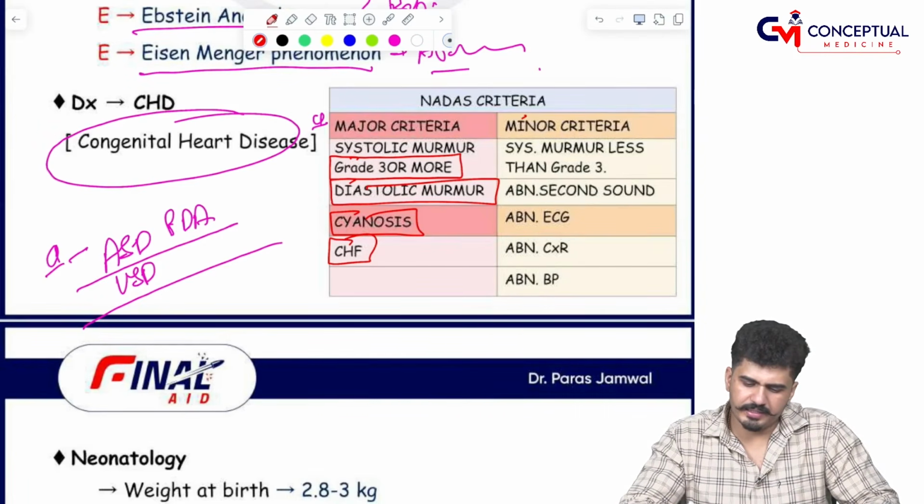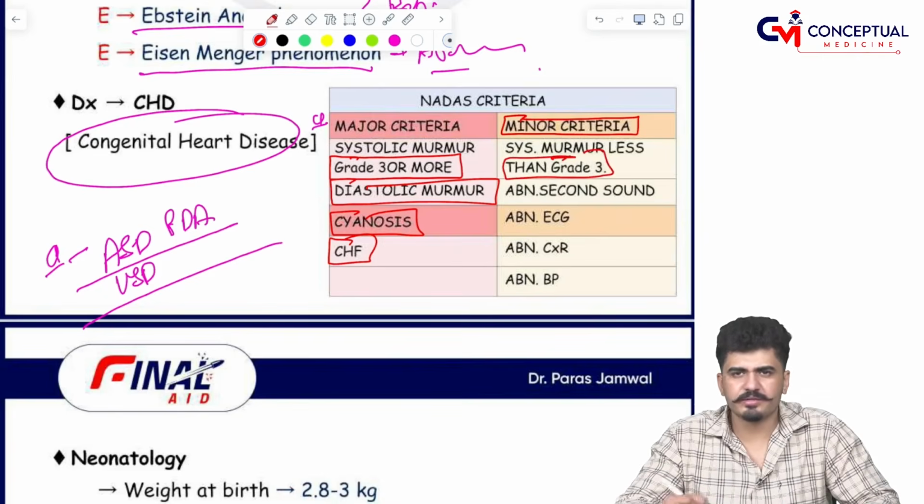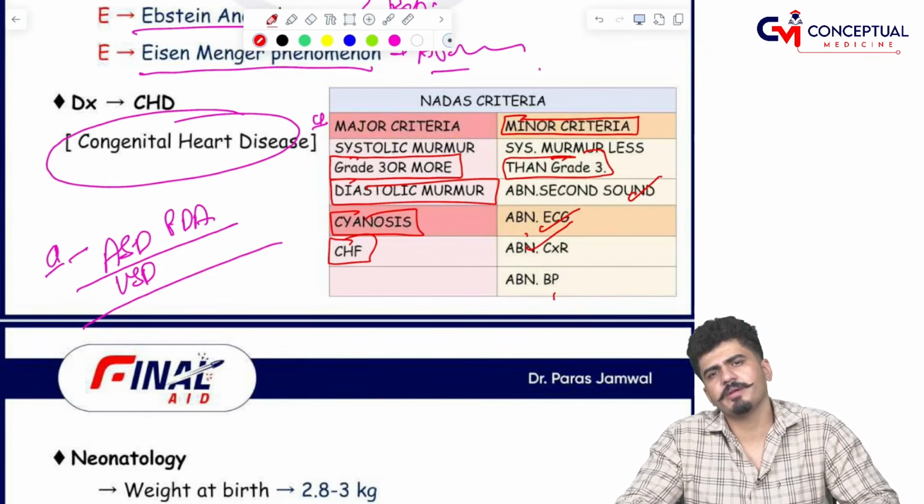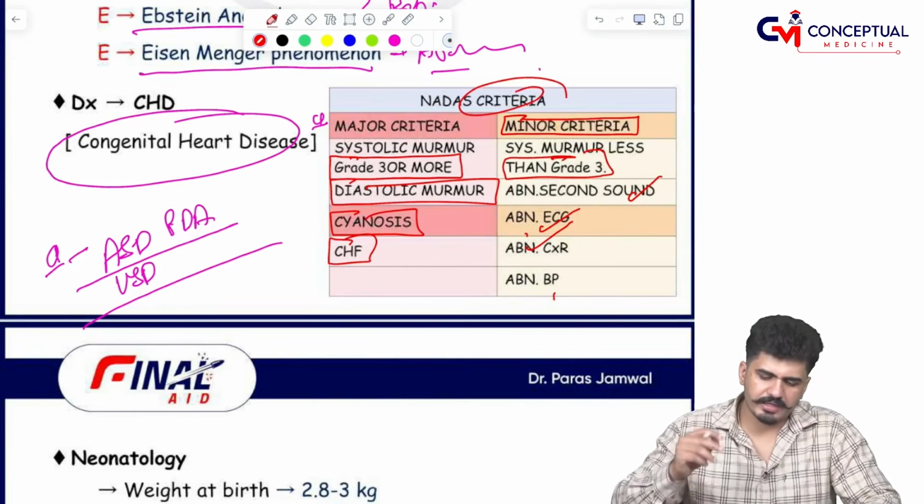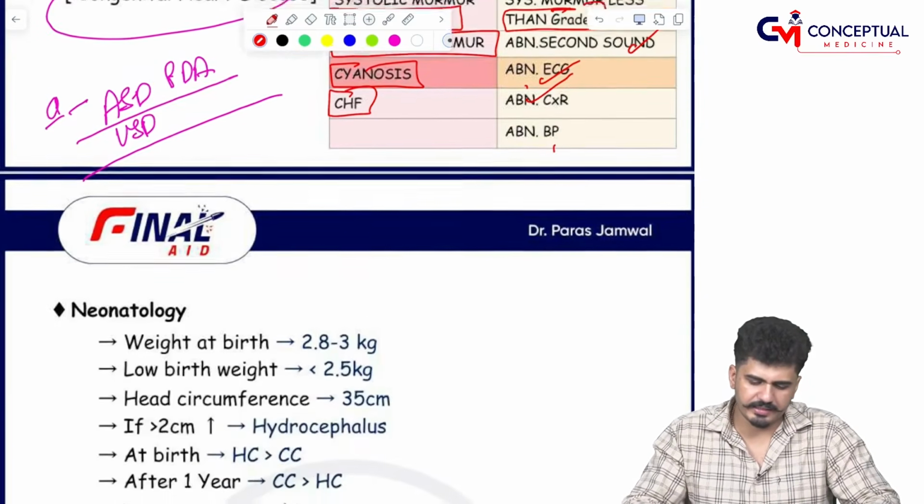Then, sir, minor criteria says systolic murmur less than grade 3, abnormal second heart sound, abnormal ECG, abnormal chest X-ray and abnormal BP. These all come under NADA's minor criteria.